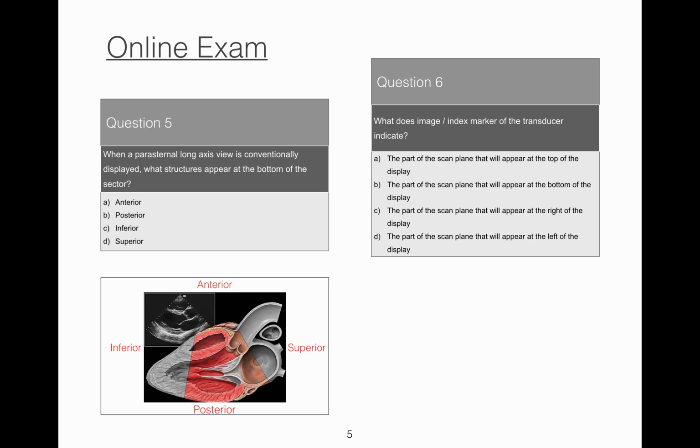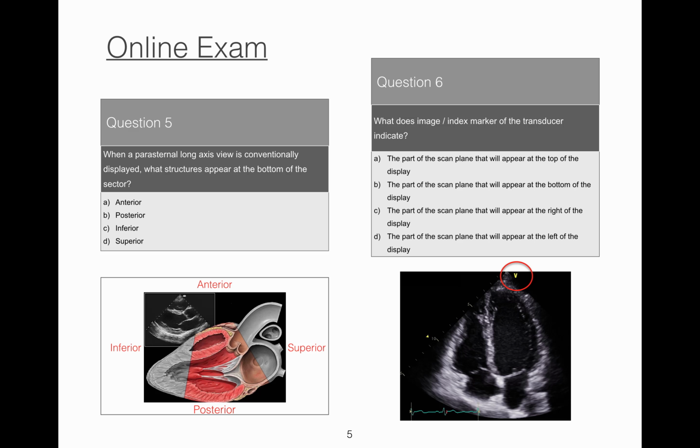Question 6. What does the image or index marker on the transducer indicate? The marker indicates the part of the scan plane that will appear on the right of the display.